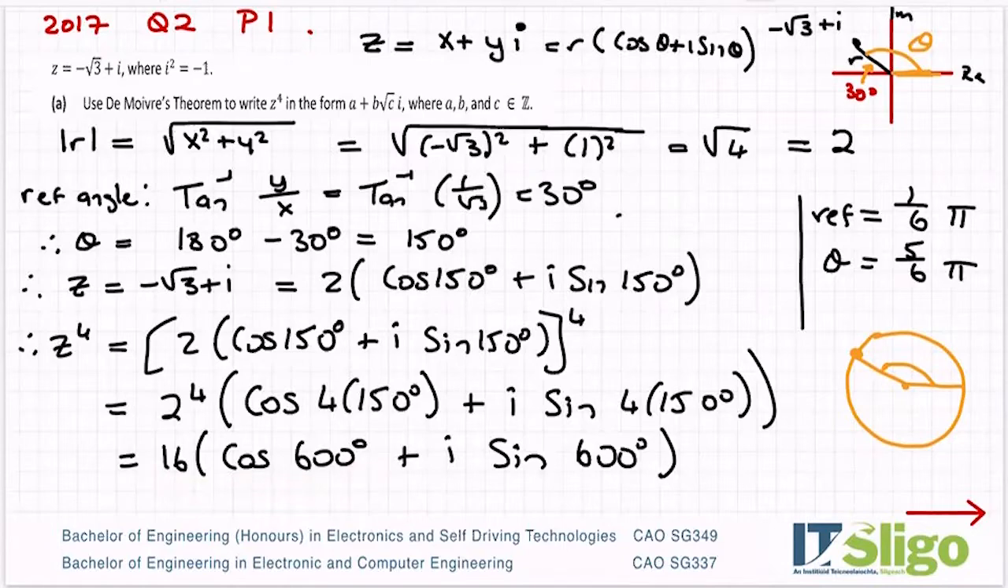And for that, I'm getting -8. And then into my calculator, I'm putting 16 times sine 600 degrees. And I'm getting -8 root 3i. Okay, so you can see now that it's in the form a, there's your a, plus b root c, and I have that there. So that is in fact your answer to Z4.